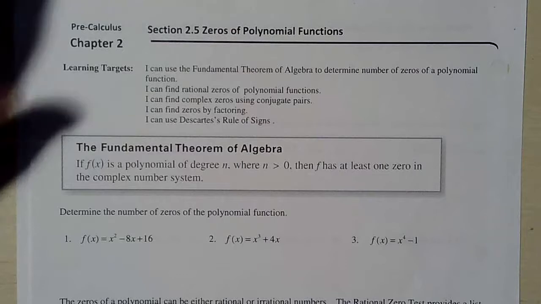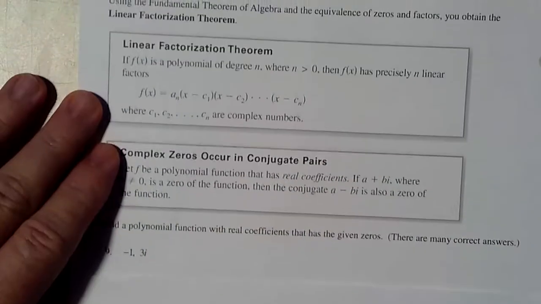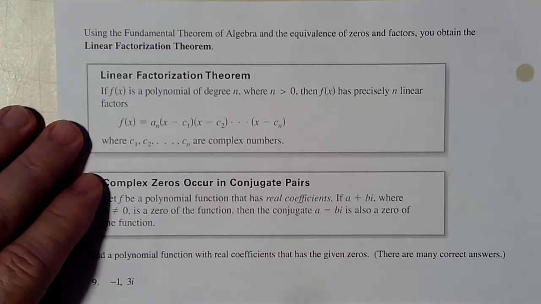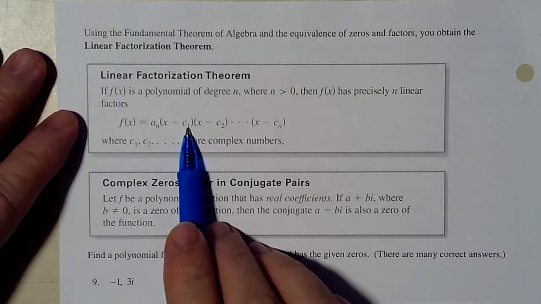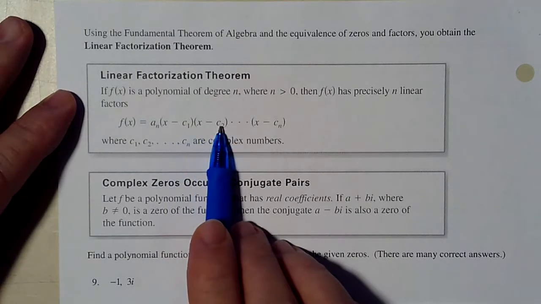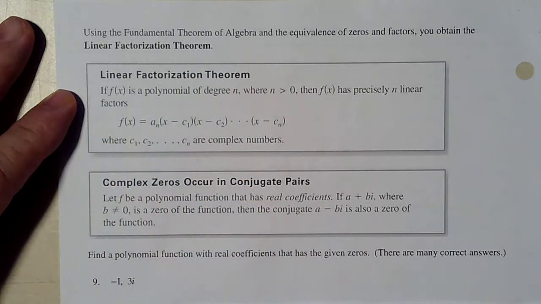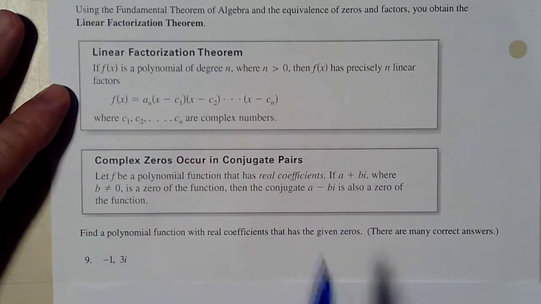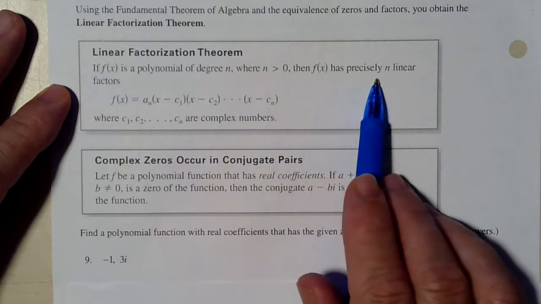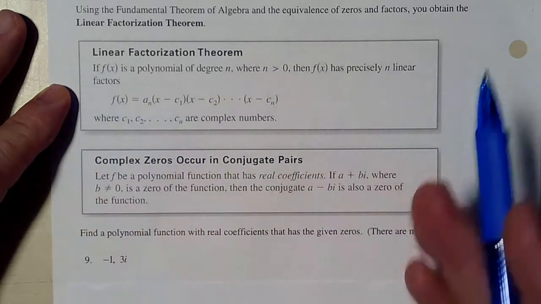All right, and so now you take those zeros and you can just make linear factors of those. So if it's fourth degree, you might have 4 zeros, and we just subtract them from x, and we've got what's called the linear factorization theorem. So if it's degree 5, then we know we could come up with 5 linear factors.